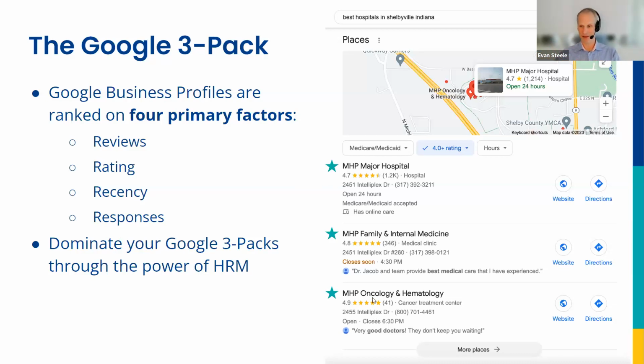And what's better than having Google promote you without having the word advertisement or ad next to it, right? Like this is a recommendation, not based on what someone's paying. This is a true recommendation. So I, as a patient, I would weigh these recommendations heavier than a Google ad.